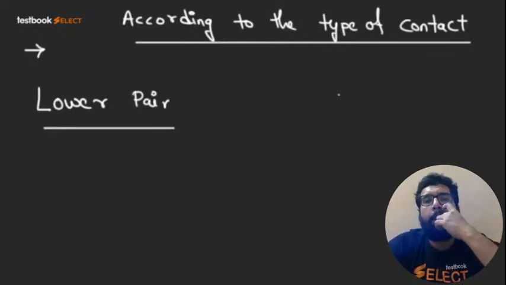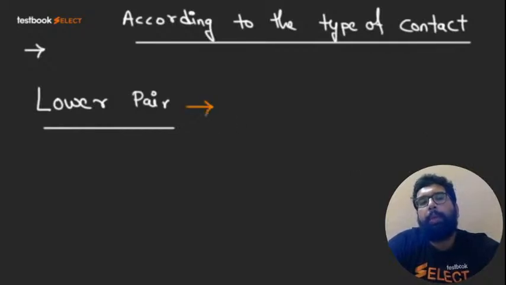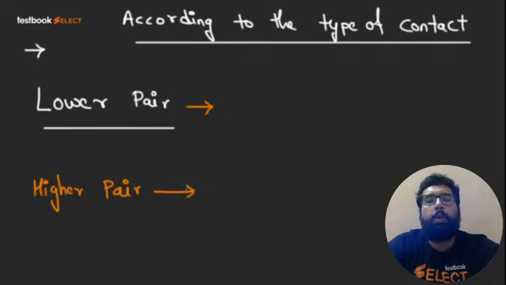So how can we classify according to the type of contact? Now, can anybody please tell me what is this lower pair? And the other way is higher pair. Can you tell me what is this lower pair and what is this higher pair? Anyone? Lower pair और higher pair क्या है? Can you tell me बेटा?